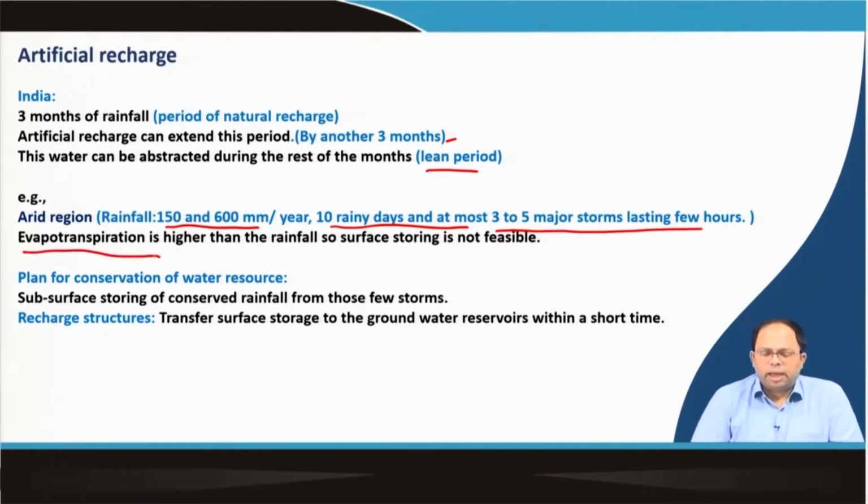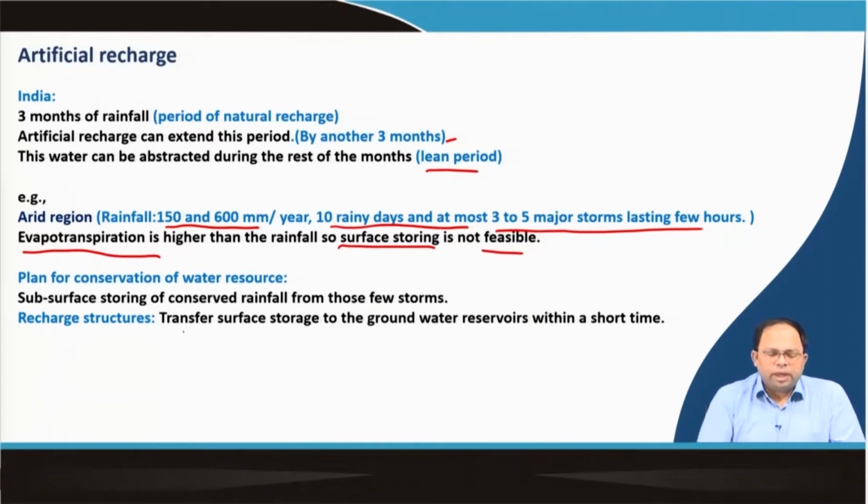And sometimes in this particular arid region, the evapotranspiration rate is so high. That means if we store the water on the surface, then actually it is not feasible to keep it because it will fully evaporate. So there is no point of storing it on the surface by creating surface reservoirs. So that is where groundwater recharge comes in.